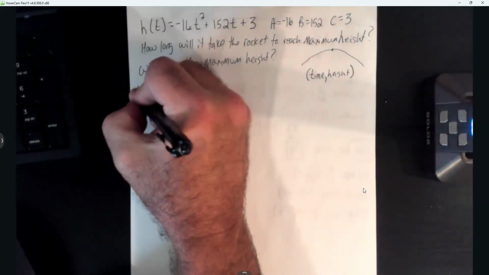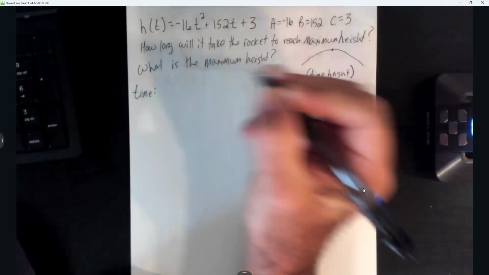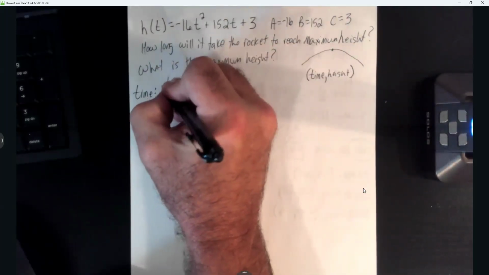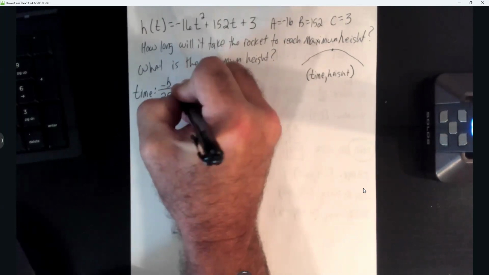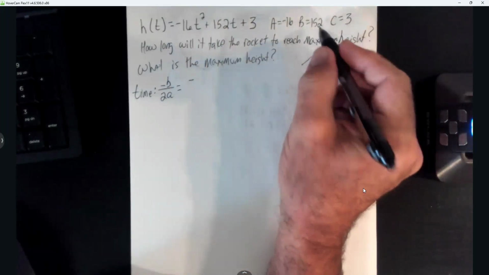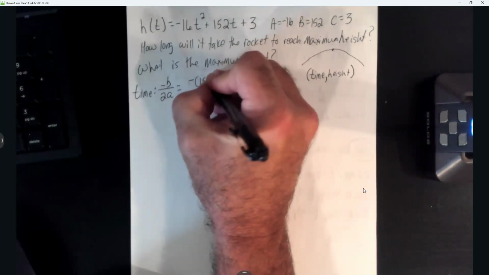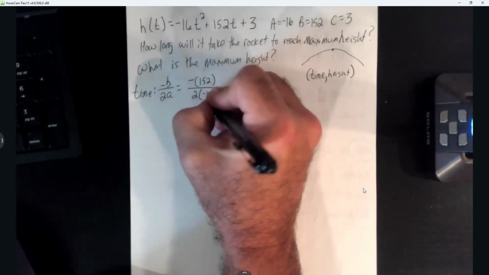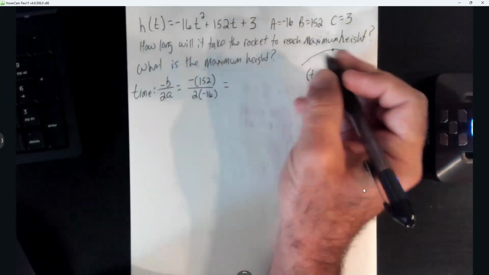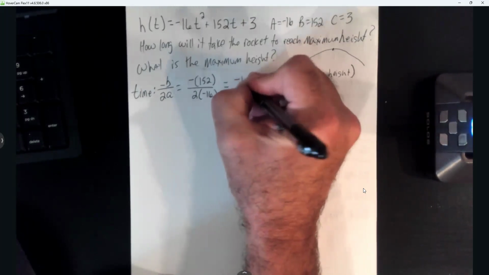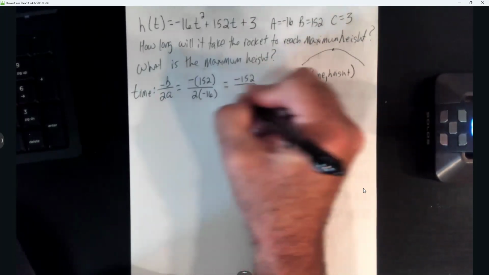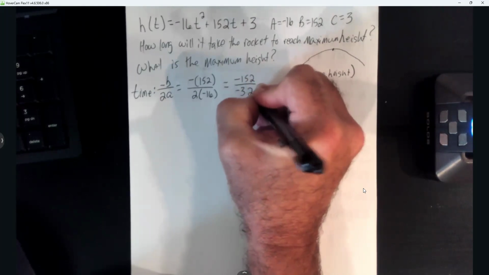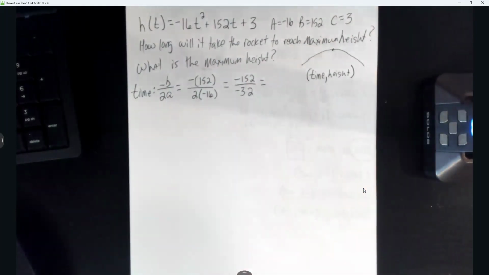All right, so I'm looking for the time. And remember, time is like the x coordinate, so we're looking at negative b over 2a. So that's going to be negative times b, which is 152, over 2 times a, which is negative 16. All right, y'all, so the top, I get a negative 152. Bottom, I get a negative 32. So this one, we just want to sort of do decimal form, and let's see.